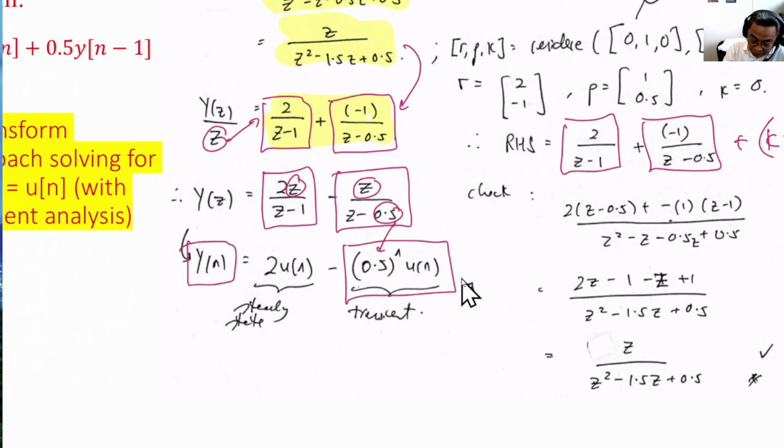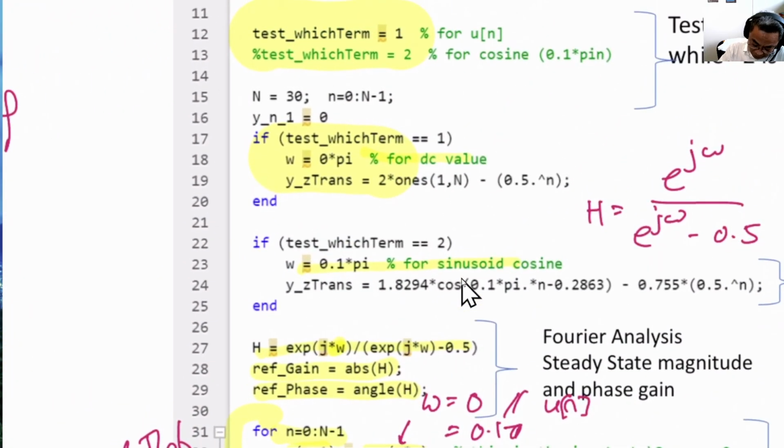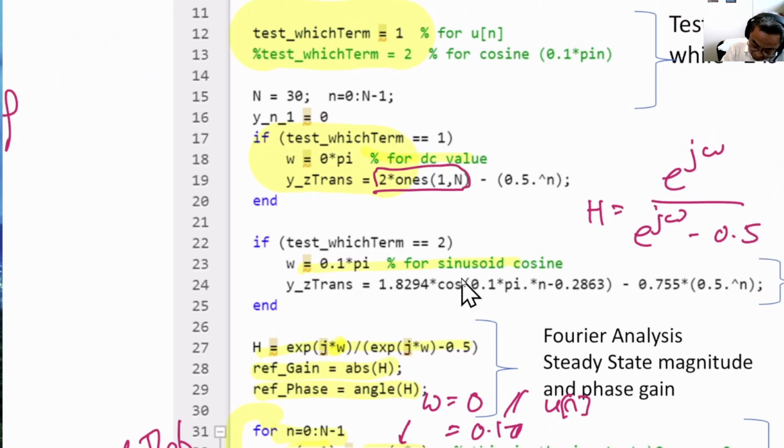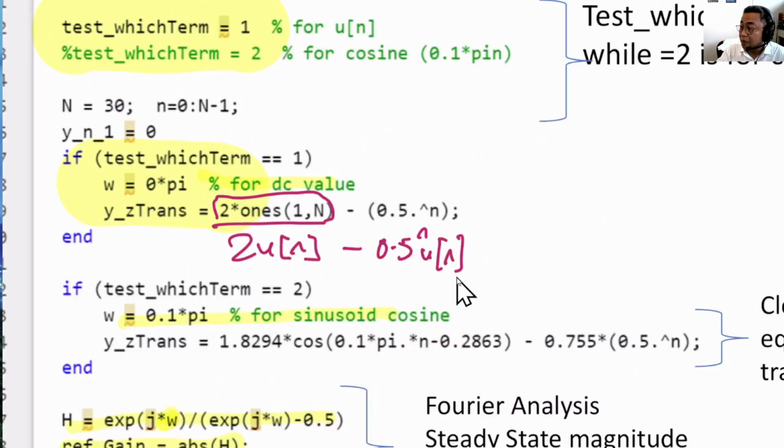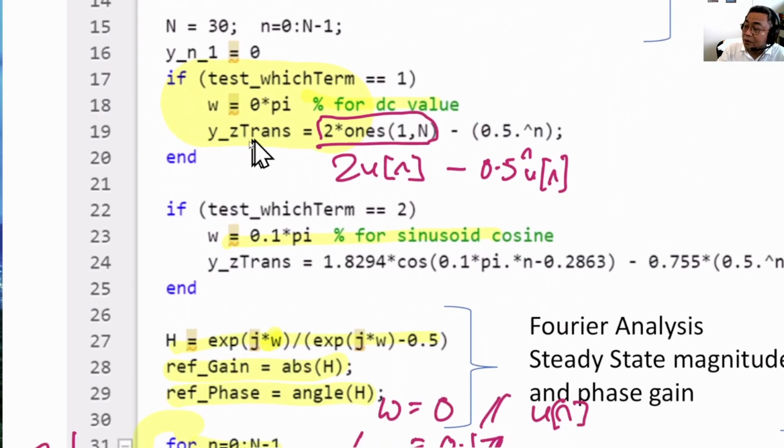So where did we see this equation? We see this equation exactly here. 2u[n] minus 0.5^n u[n]. 0.5 to the power of n, and then it is for only positive index n, because we are doing the loop for n equals 0 to n minus 1. So this equation, the Z transform, actually came from that slide that we have just completed.